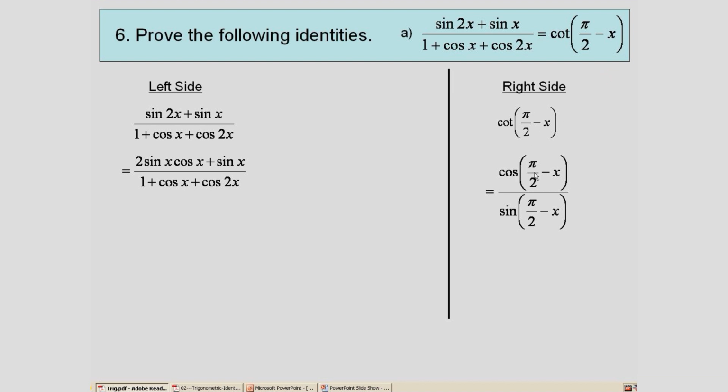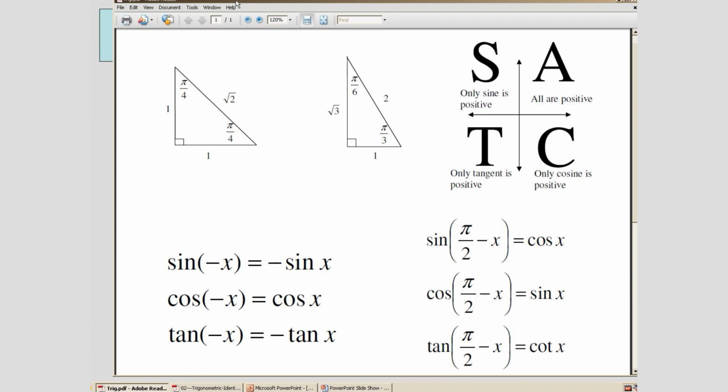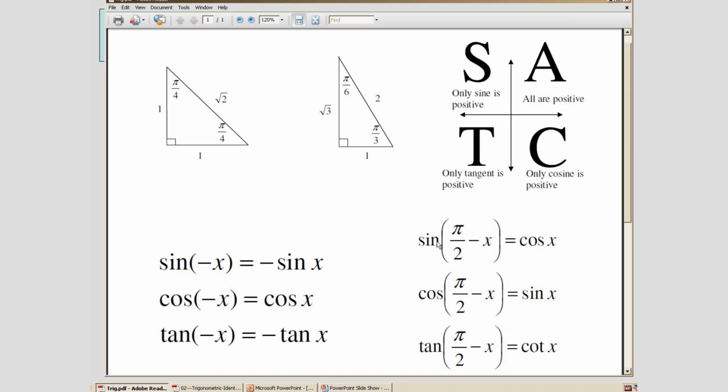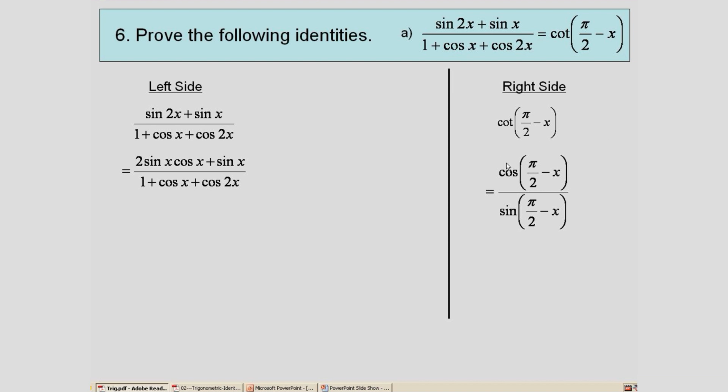Notice that you've got cos of pi over 2 minus x and sine of pi over 2 minus x. It's this pi over 2 minus x thing that you need to recognize and realize that from what we saw in class, sine of pi over 2 minus x is cos x, and cos of pi over 2 minus x is sine x. So we're going to change those. We're going to change this into sine x, and we're going to change this into cos x. That looks much better. And we're going to stop there.